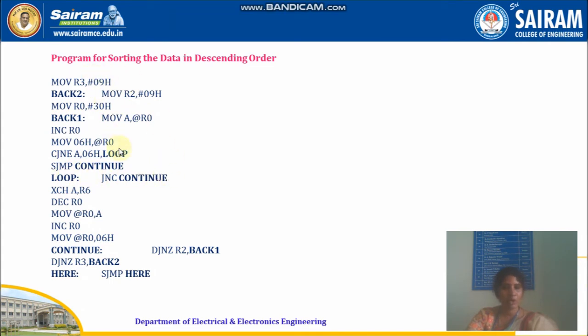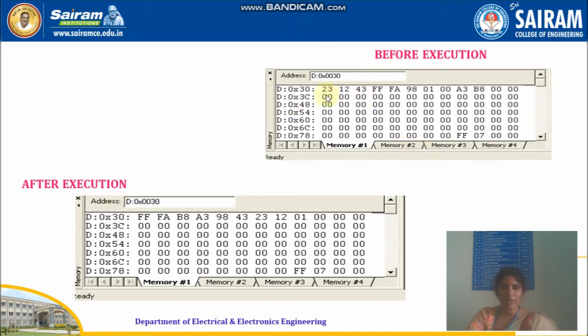Apart from that, the logic behind the descending order is the same as that of your ascending order. And you could see here before execution the data given is 23, 12, 43, FF, FA, 98, 01, 00, A3, B8, and after execution automatically the data will be arranged, sorted from the highest number to the lowest number. So it is your before execution and after execution for your ascending order, and it is for your descending order.